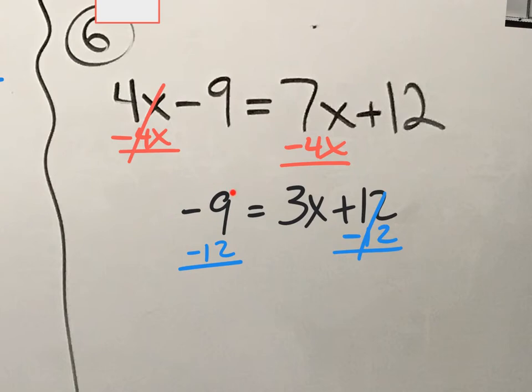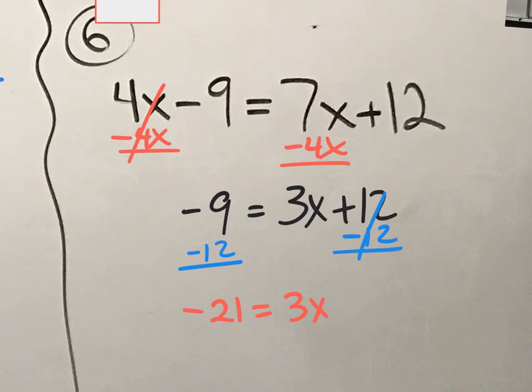So you owe $9 and you owe $12. Man, you owe a lot of money. How much do you owe altogether? You're gonna owe $21. Bring down the equal sign, bring down what's left over on the right side of the equal sign, which is the 3x. That comes down, the equal sign came down.